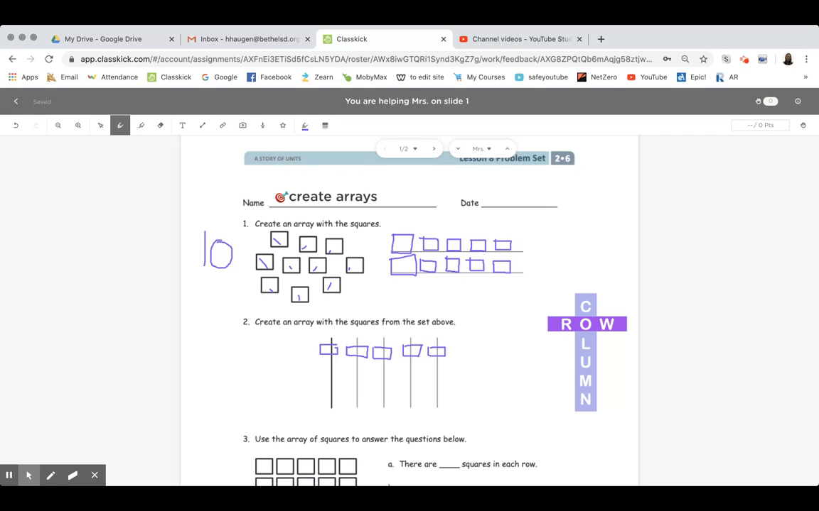So there's 1, 2, 3, 4, 5, 6, 7, 8, 9, 10. So there is my 10 total squares. Remember, I can't draw any more than 10. That's all I'm allowed to draw.